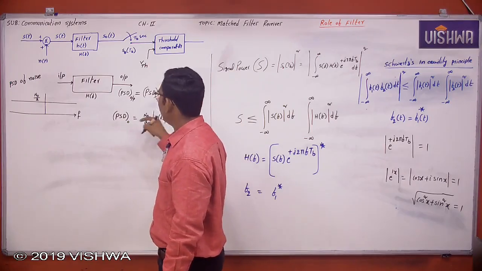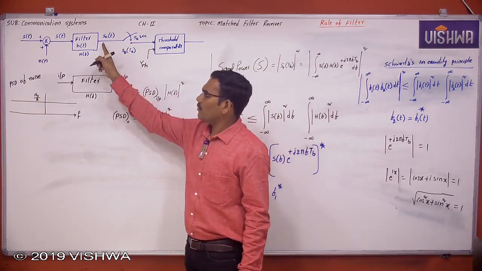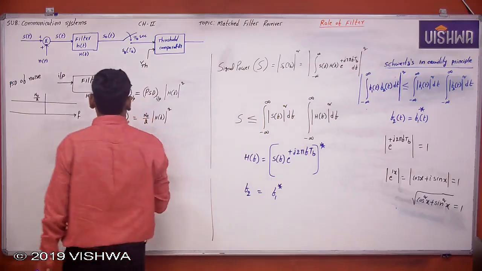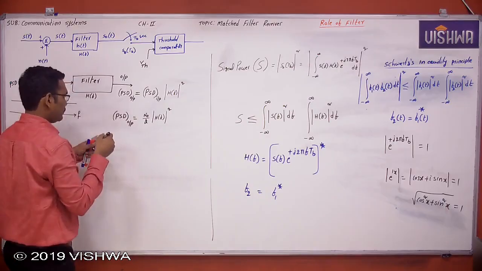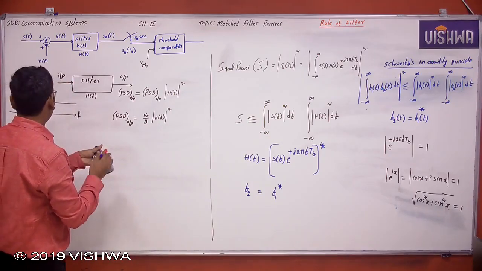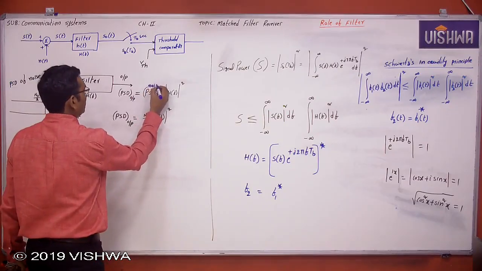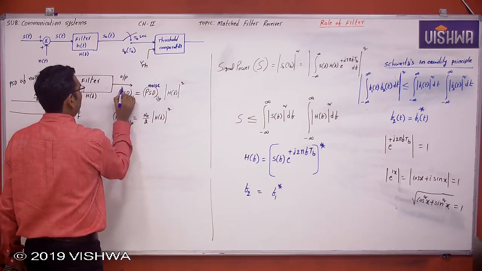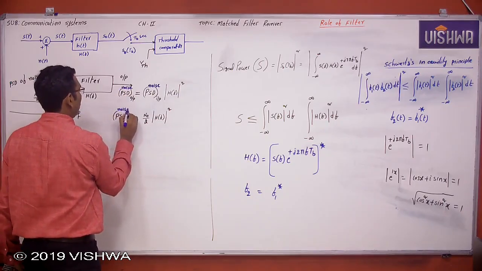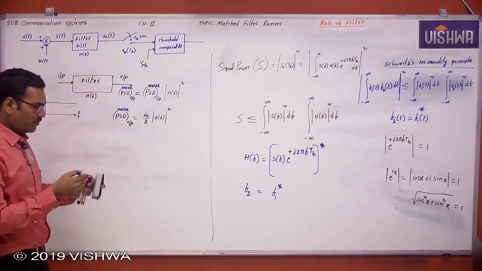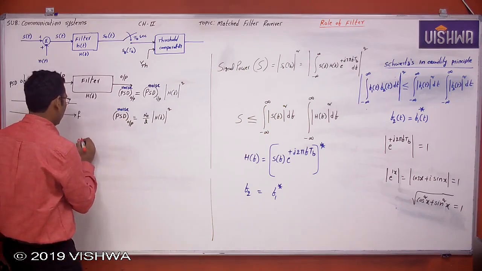But I am not interested in the power spectral density at the output. I want a noise power. But this is a power spectral density at the output of the filter. So this is nothing but noise power spectral density. Am I not? This is noise power spectral density at the input side. This is noise power spectral density at the output side. Therefore, this is the power spectral density of noise at the output of the filter. But I want a noise power. There is a relation. Now, what is a noise power?